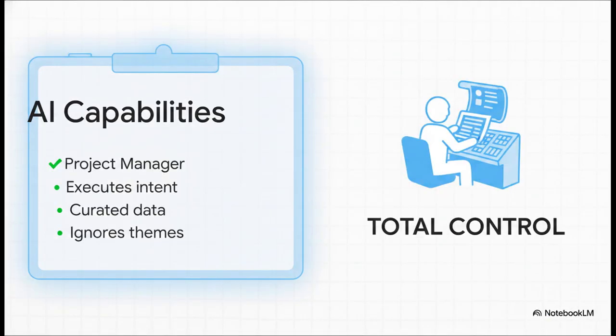So, the crucial point is really summarizing these exact operational capabilities. The AI acts as a project manager. It strictly executes your human intent. It completely grounds itself in your curated data, and it ignores its generic pre-programmed themes. For you, the user, this means you are in total control of the build. The unpredictability of AI is completely replaced by the reliability of a manager who is strictly following a blueprint.